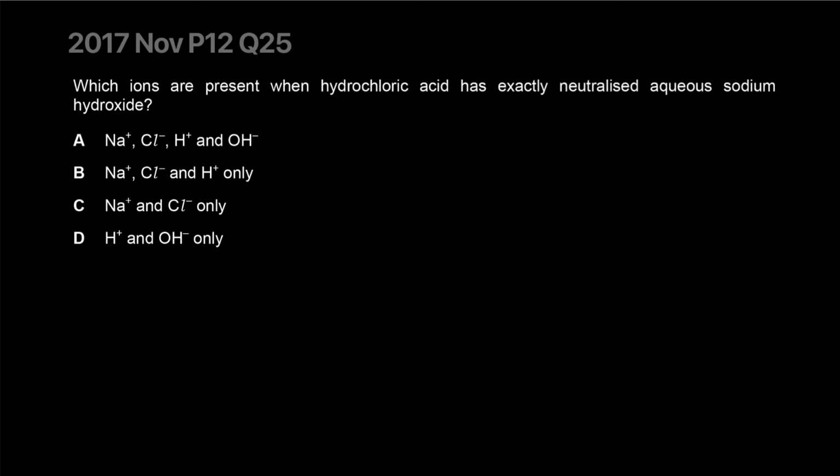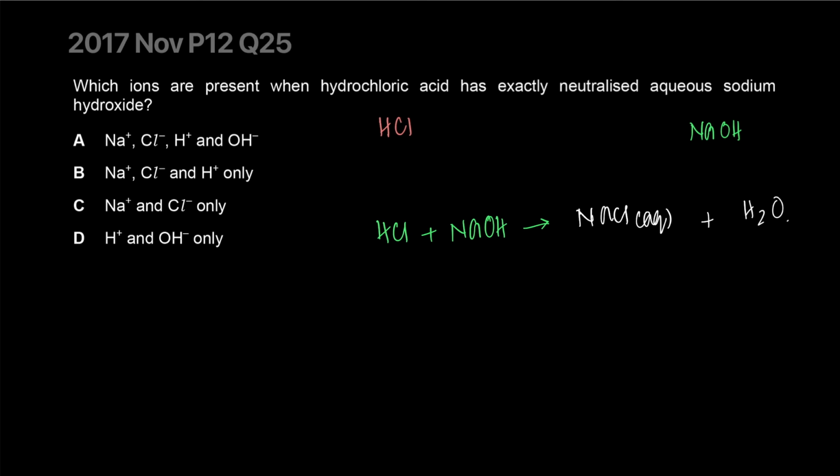Which ions are present when hydrochloric acid, which is HCl, has exactly neutralized aqueous sodium hydroxide? Aqueous sodium hydroxide is NaOH. And what's happening is HCl will react with NaOH to form NaCl, aqueous, and water, liquid, right? And NaCl will actually be in the form of ions, Na plus and Cl minus.